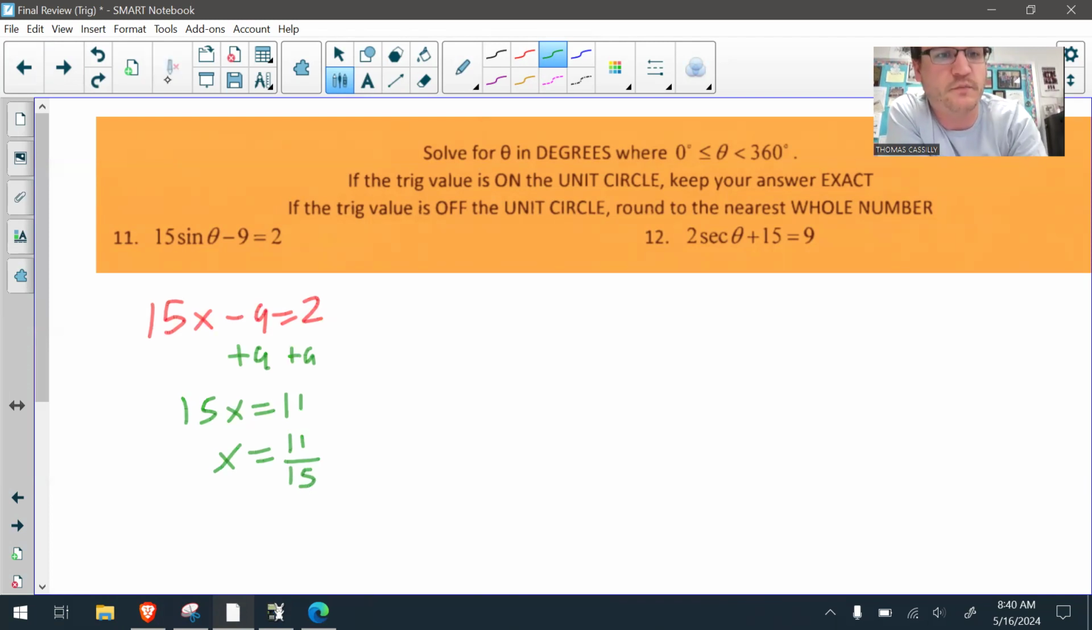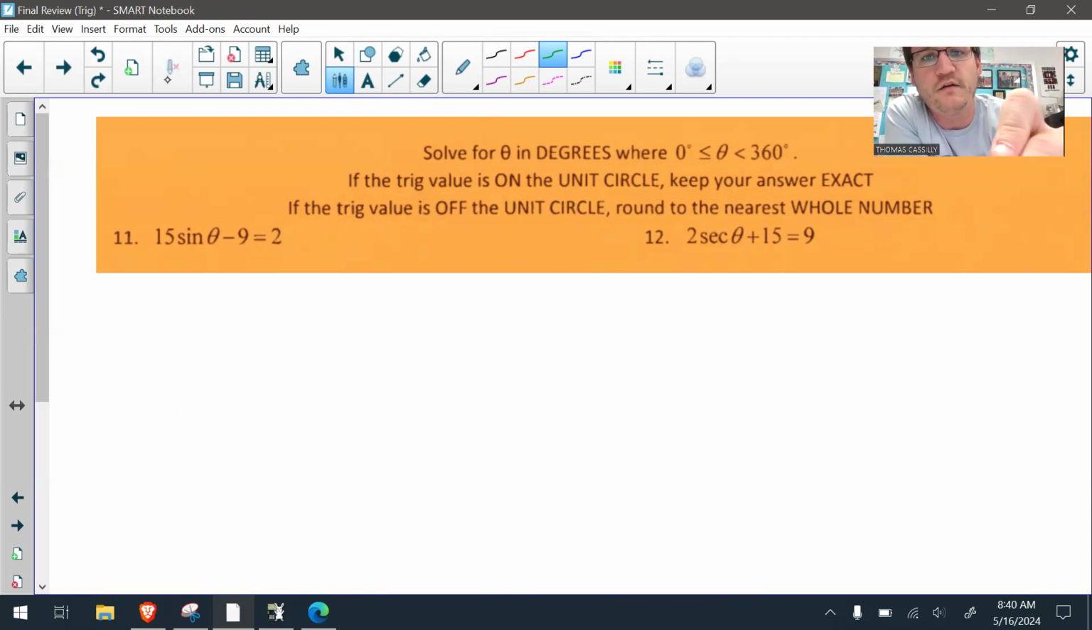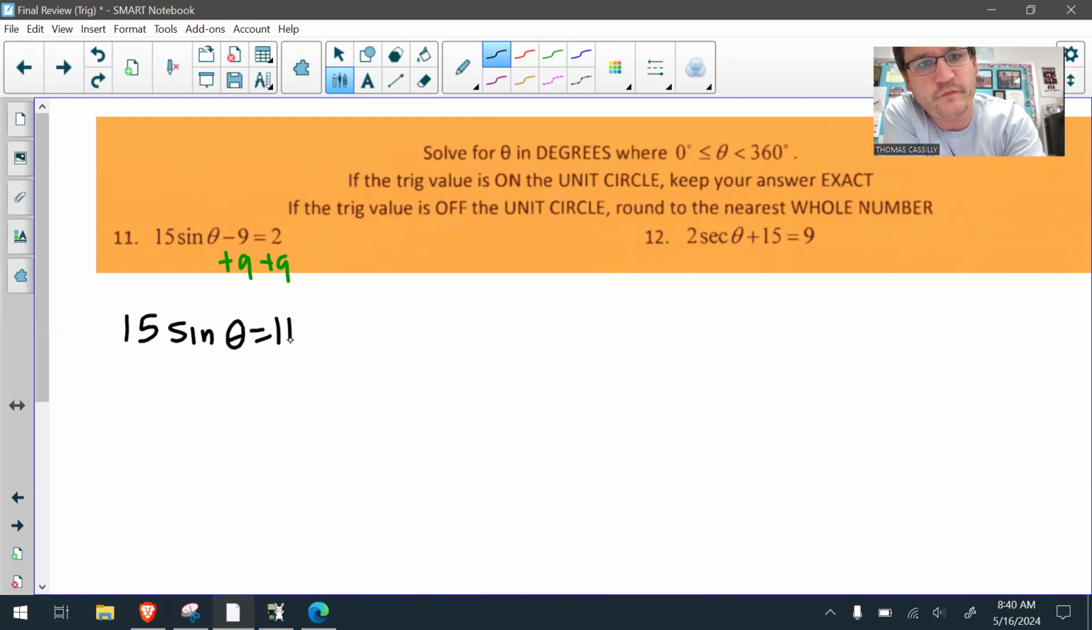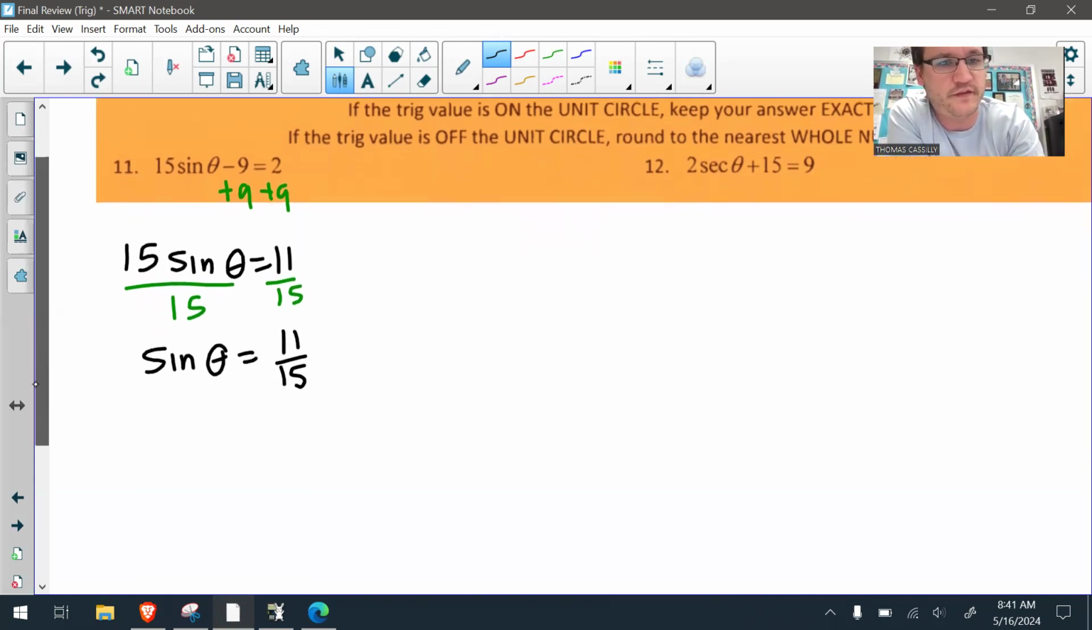This is going to be no different, but instead of an x, we just have that sine of theta in here. So I'm going to add that 9 to both sides first. And if we just go step by step here, we have 15 sine of theta equals 11. Now just divide that 15 on both sides here, and we end up with the sine of theta equals 11/15. All right, so that part, that's algebra 1 right there.